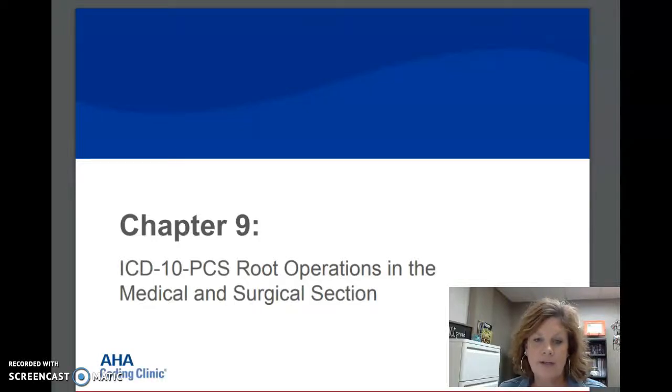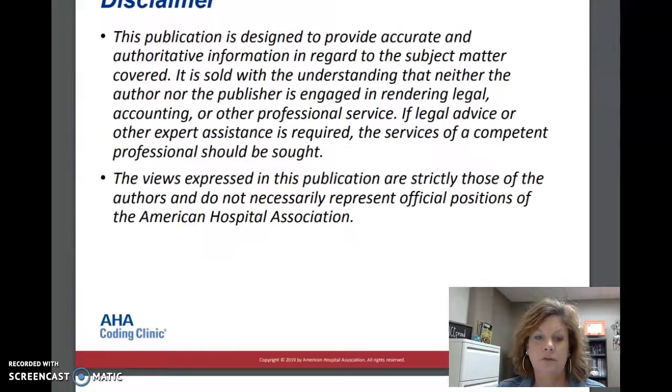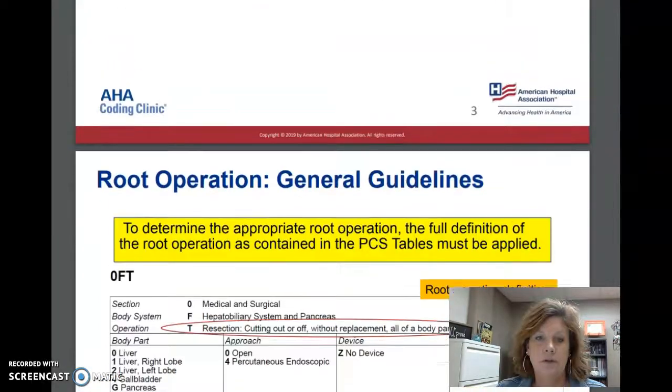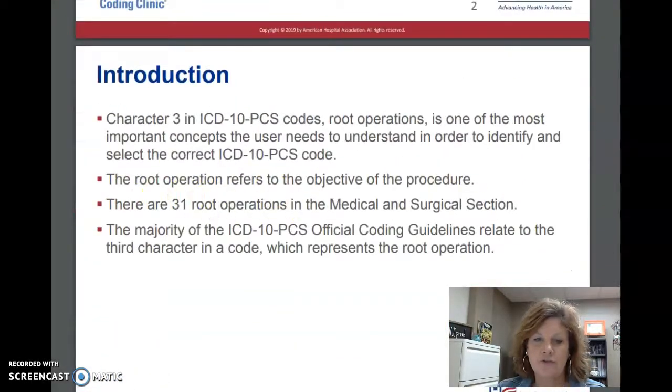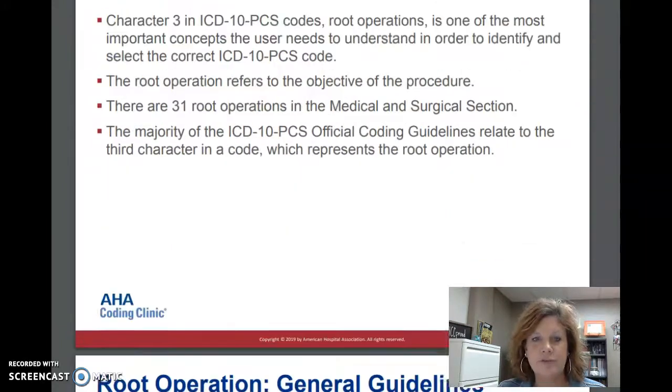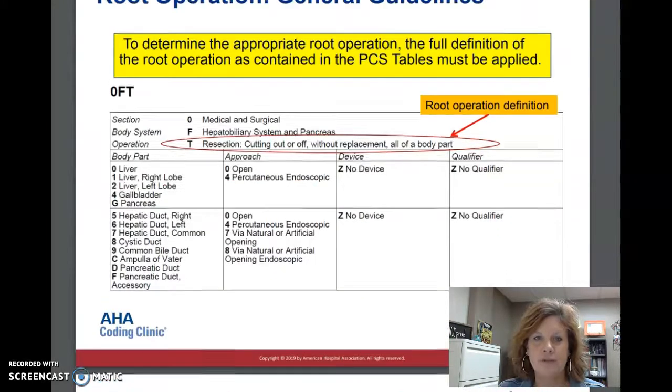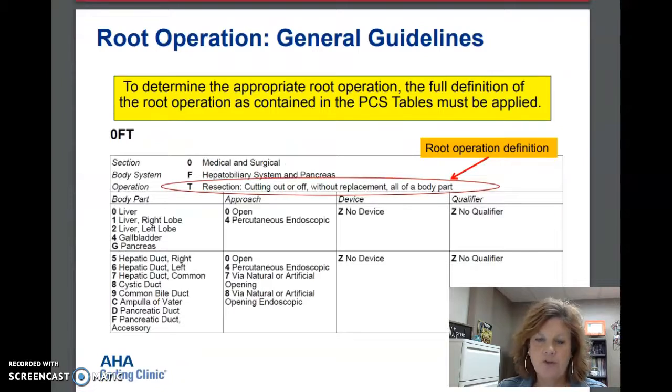Okay, chapter 9 is going to go through the different routes that you're going to be doing in the medical and surgical section. So with this, just an FYI, there's 31 root operations. This is why it's very important for you to study the root operations. So general guidelines. To determine the appropriate root operation, the full definition of the root operation contained in the PCS tables must be applied.